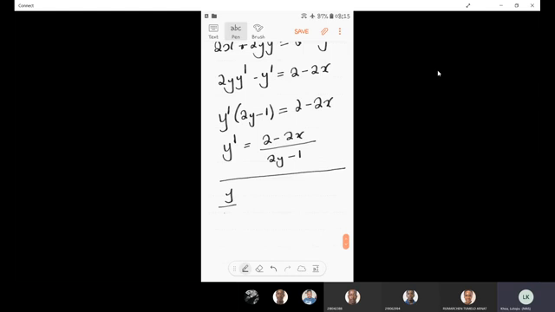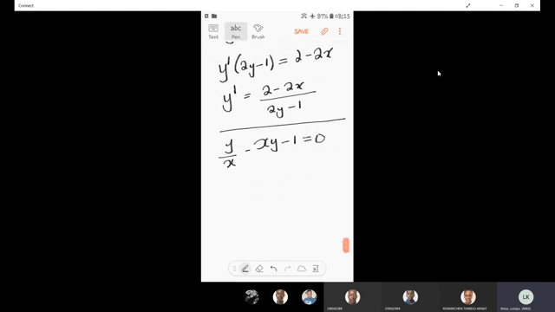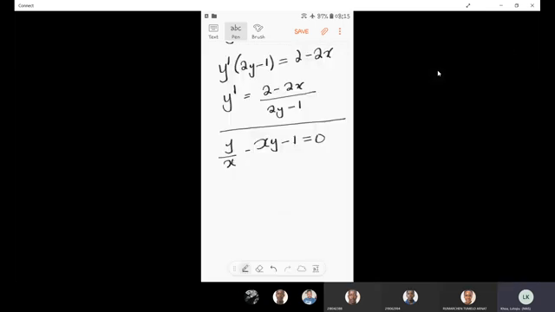We have y over x minus xy minus 1, and this is equal to 0. This one, it's very easy to make y the subject of the formula, because with the first two terms you can just factor it out.